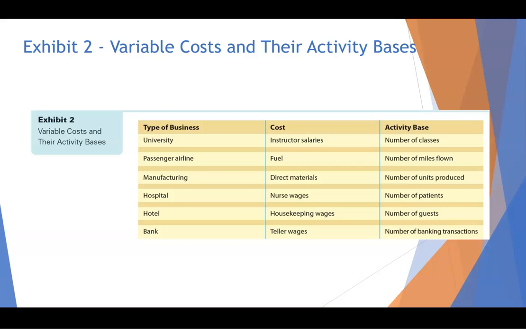Examples of variable costs and their related activity bases for various types of businesses are shown here. So you see that with the university, the cost of salaries is going to be based on the number of classes that are needed. For a passenger airline, fuel is going to be based on the number of miles flown. Direct materials, as we looked at in the previous example, are going to be based on the number of units produced.